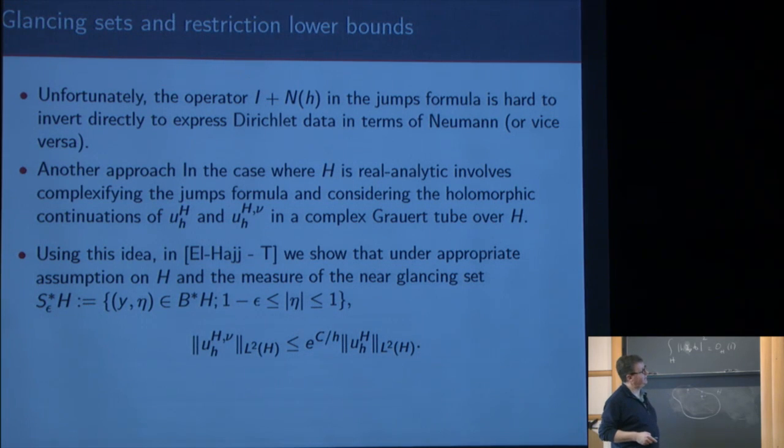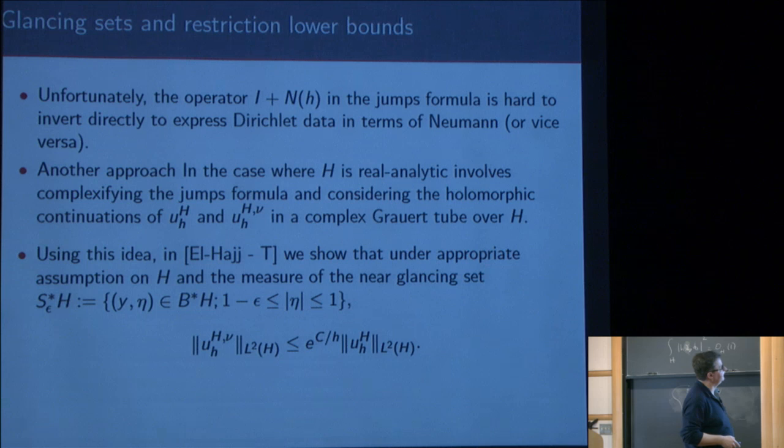So U is the same as phi? Yes, sorry, I went between u and phi. Whenever you see u and phi, it's the same thing.